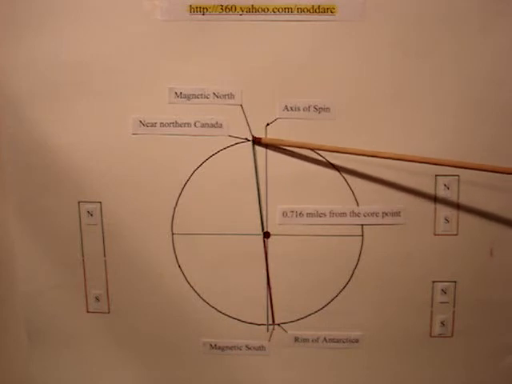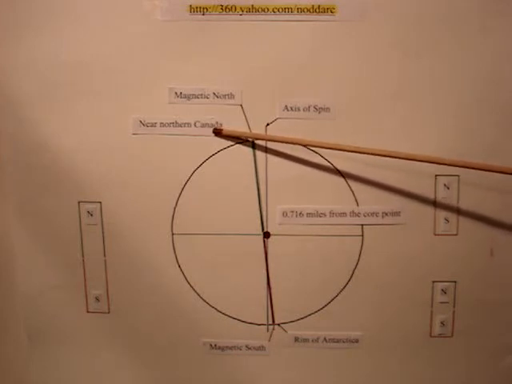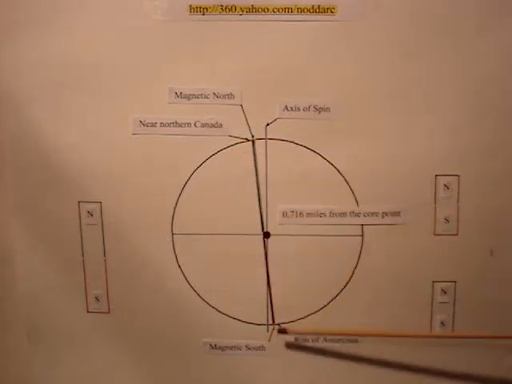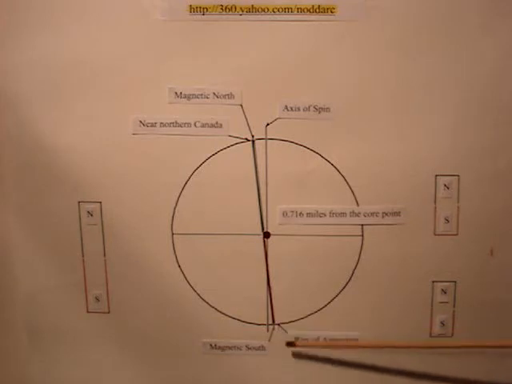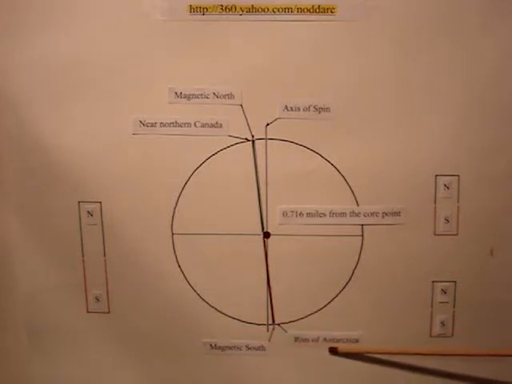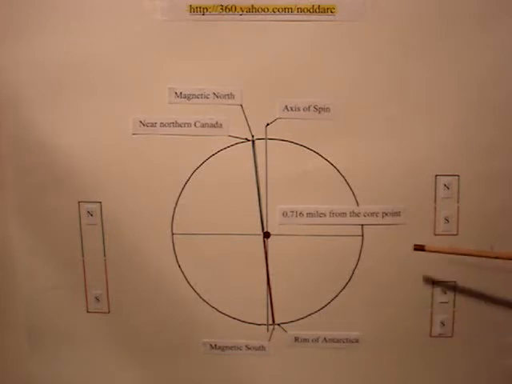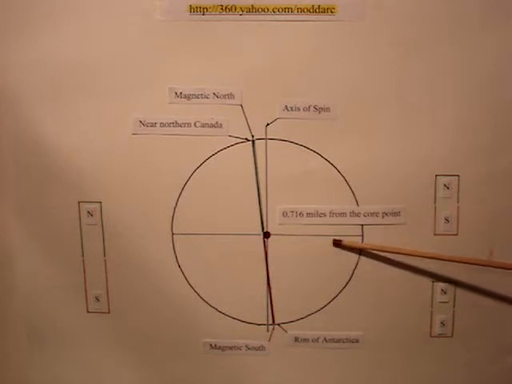The magnetic north is about 1,200 miles from the axis of spin, and it's in northern Canada. In the southern hemisphere, the magnetic south is at the rim of Antarctica. The magnetic field of our planet is formed through Earth's equator.